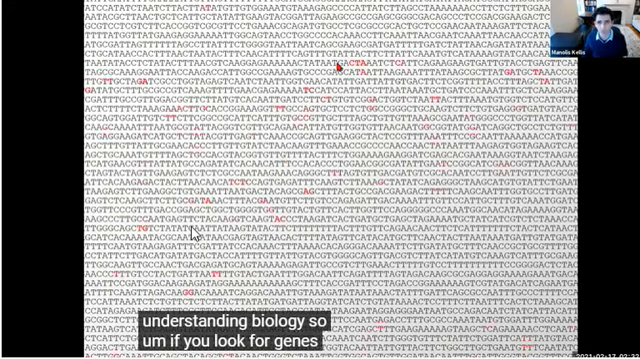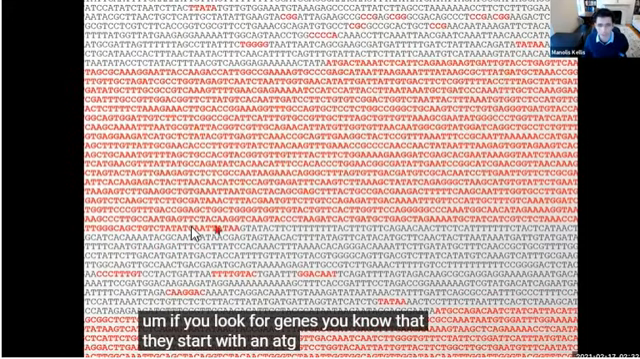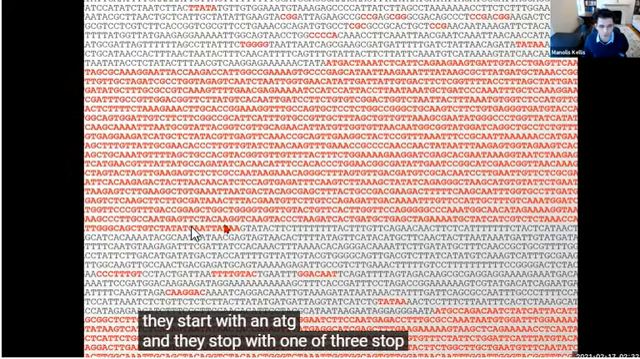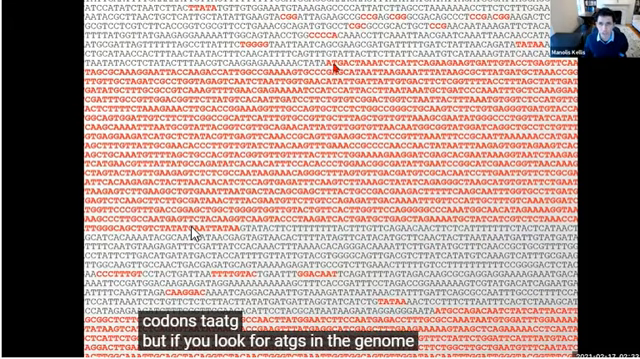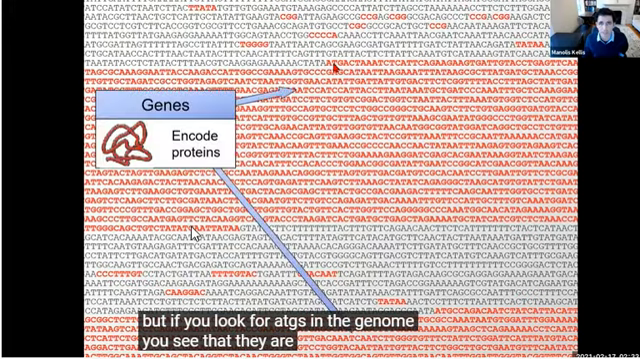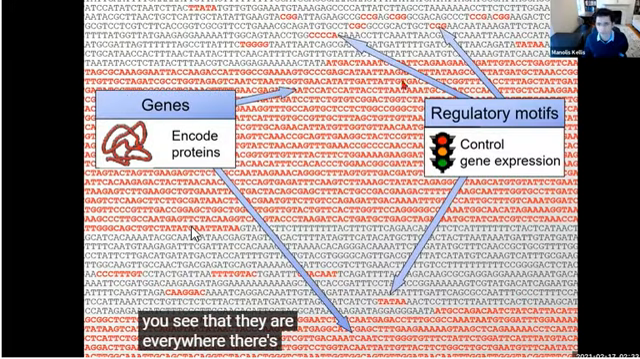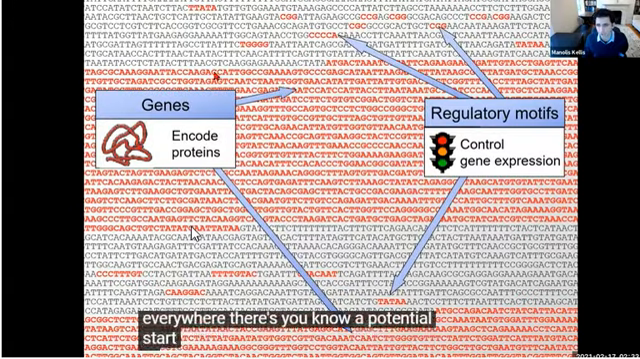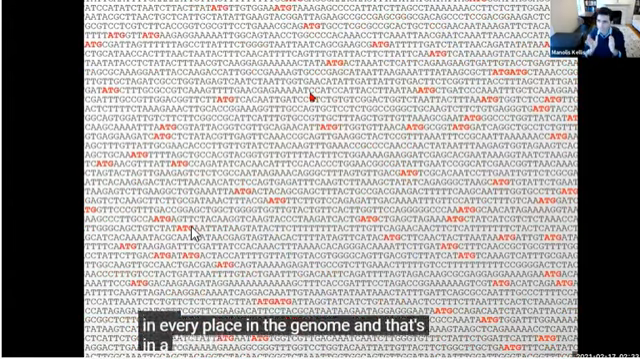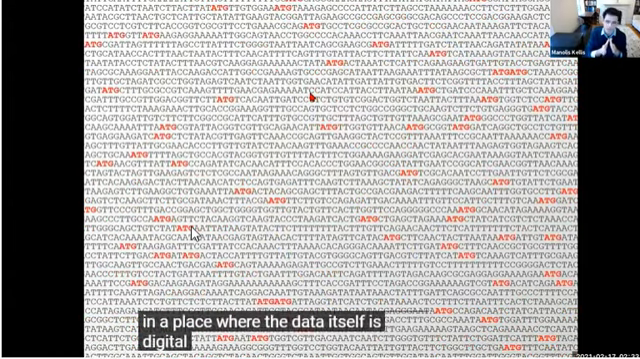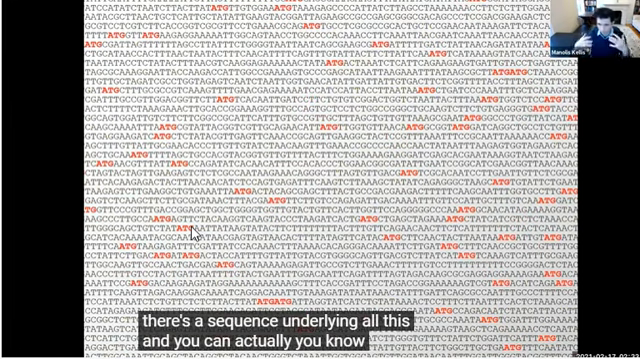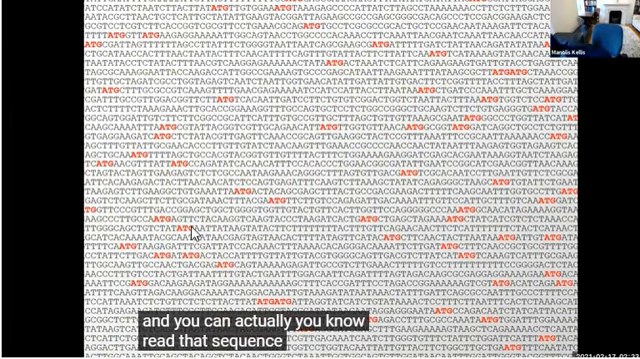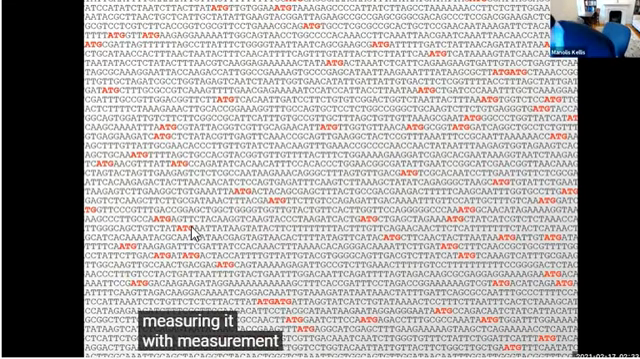If you look for genes, you know that they start with an ATG and they stop with one of three stop codons, TAA, TAG, TGA. But if you look for ATGs in the genome, you see that they are everywhere. There's a potential start in every place on the genome. And that's in a place where the data itself is digital. There's a sequence underlying all this, and you can actually read that sequence rather than measuring it with measurement errors.